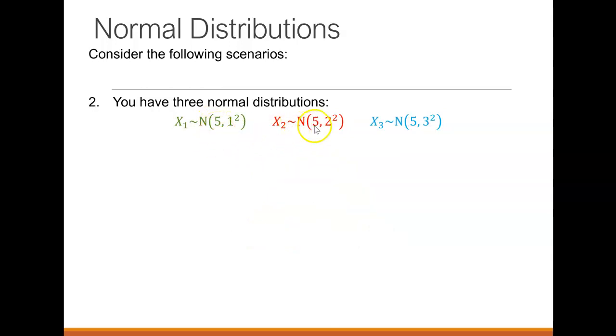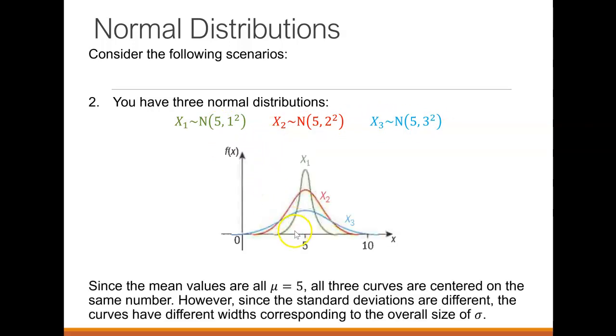What if I have the same mean but different variances? Well, they're all going to be centered at the same value, but the width, how spread out that curve is, is going to be different. So the bigger the variance, the bigger the spread. Everybody's okay with that?